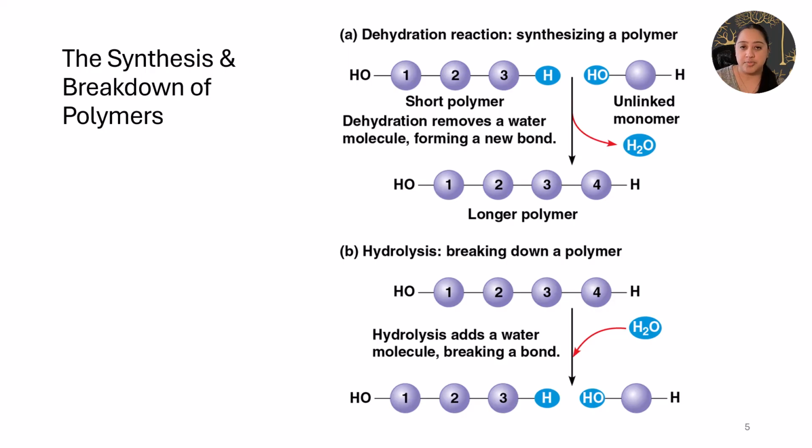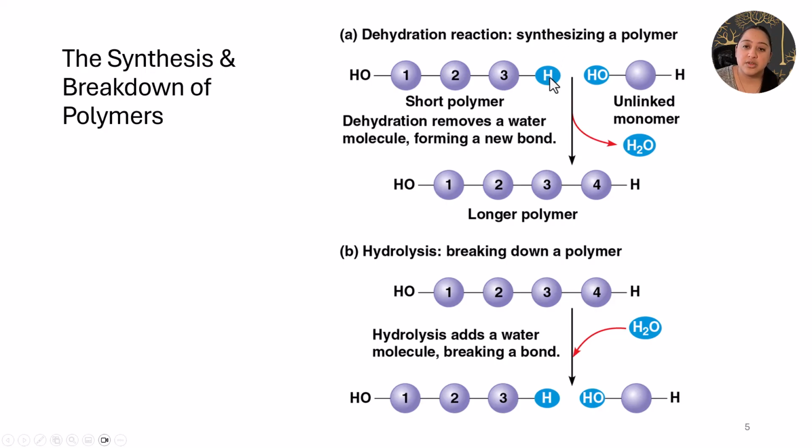On the top, panel A is a dehydration reaction when you're building a polymer. If you see the word synthesizing, it's making or building. So when you're building a polymer, you do a dehydration reaction. On the left part is a short polymer, and to the right is one unlinked monomer. You're trying to add on to this already short polymer so you can build it even bigger.